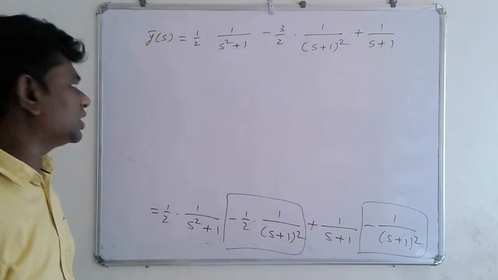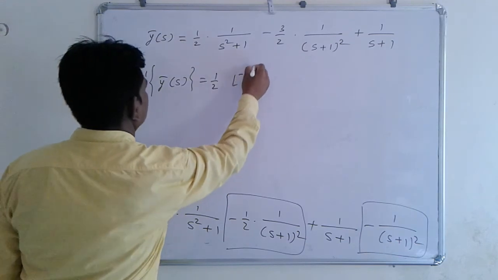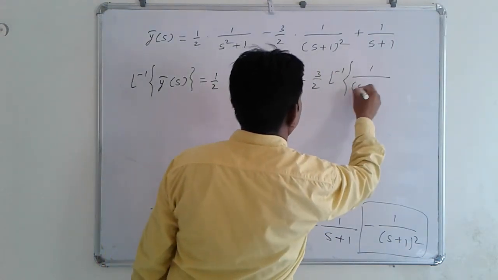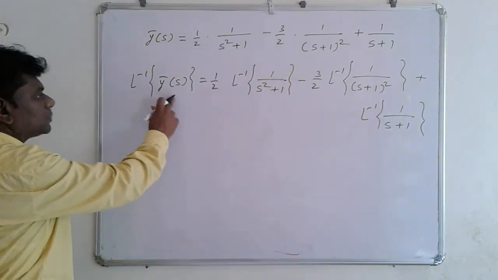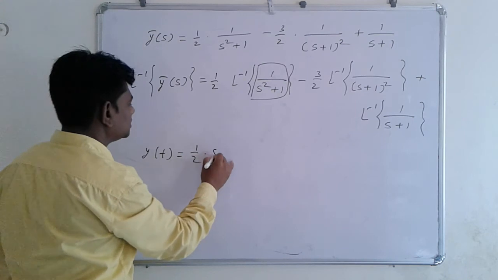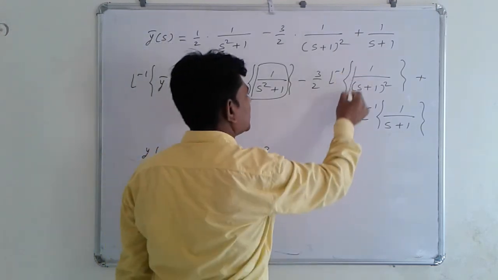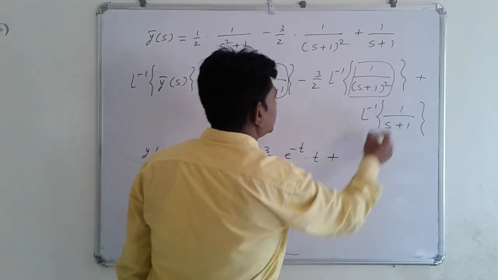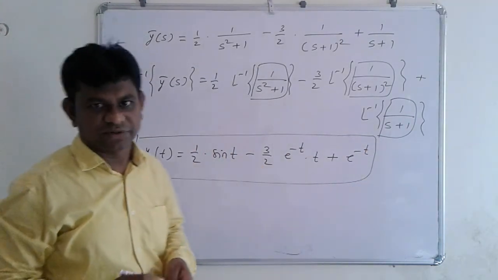Now by using the inverse Laplace transform, the inverse of y bar s is equal to half L inverse of 1 upon s square plus 1, minus 3 by 2 L inverse of 1 upon s plus 1 whole square, plus L inverse of 1 upon s plus 1. Now the inverse Laplace transform of y bar s, the answer is y of t is equal to half inverse of 1 upon s square plus 1, the answer is sin t, minus 3 by 2. Now by using the shifting property for the inverse Laplace transform, the inverse of 1 upon s plus 1 whole square, the answer is e to the power minus t times t, plus the inverse of 1 upon s plus 1, the answer is e to the power minus t. So this is the required solution for the given differential equation.